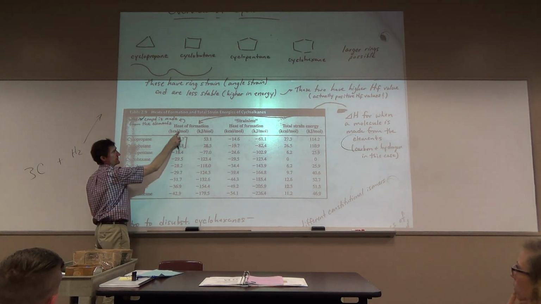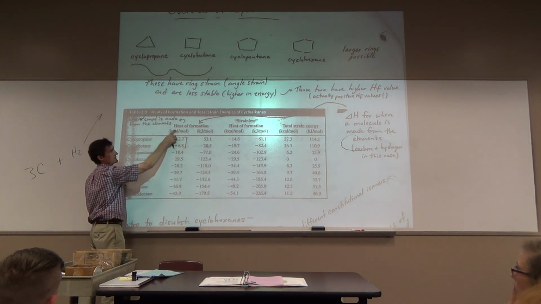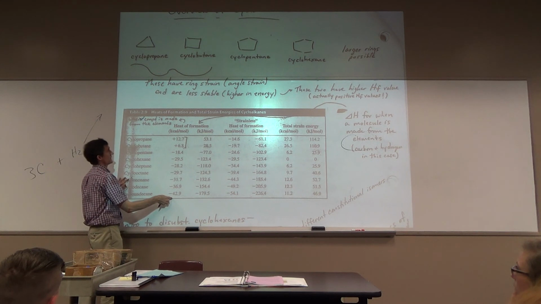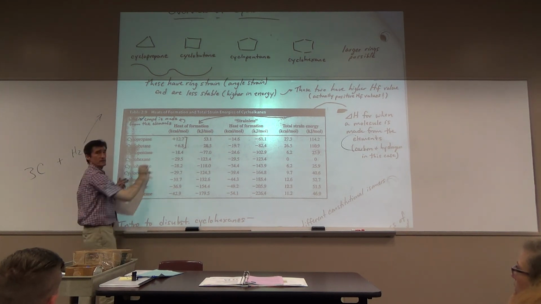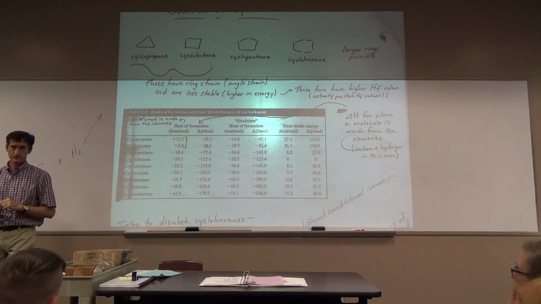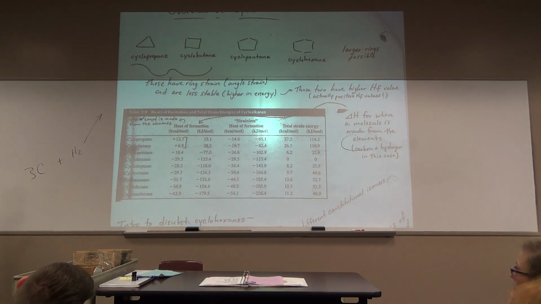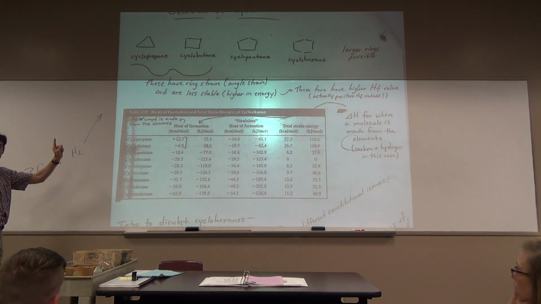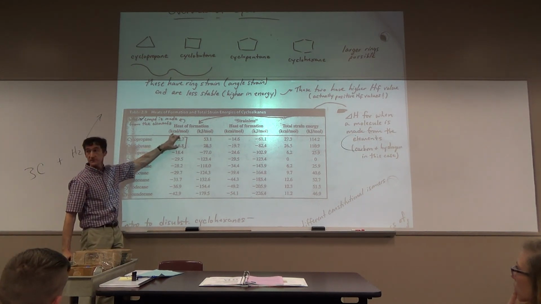Negative kcal. This is like the delta H. But look at these numbers, positive. Why are they positive? That means making them doesn't give off heat or energy. It requires energy to make them. That's what these numbers mean.